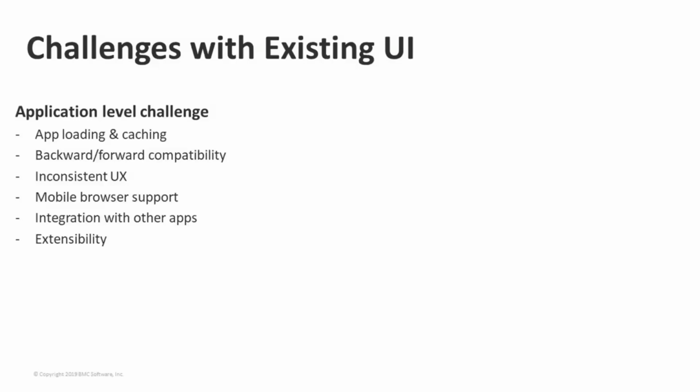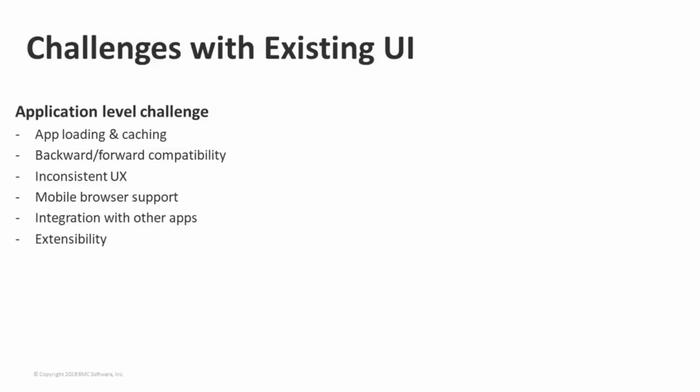Extensibility is another challenge when it comes to the application level challenges. What if I wanted to take a control from DWP and embed it into another application? That was not possible in the old UI and the old UI framework. So such extensibility is something we are looking to introduce in the product. These were some of the key application level challenges we had with the old application.